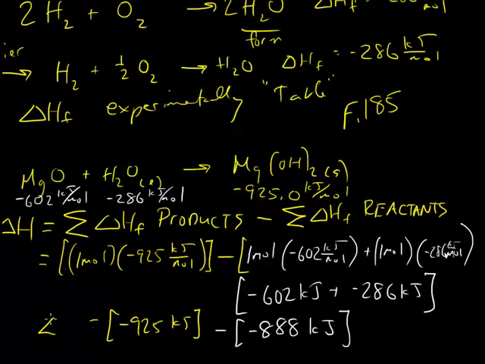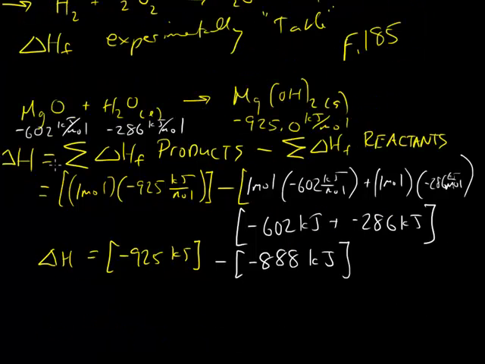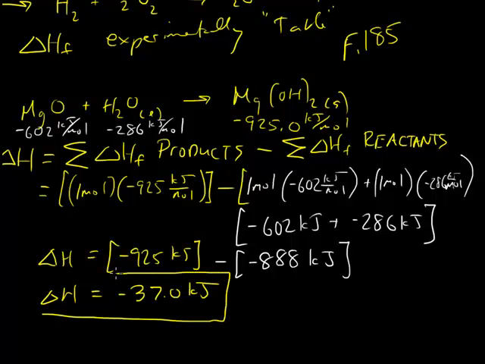Now to find the delta H, we take negative 925 minus negative 888, which gives us a delta H value of negative 37.0 kilojoules. That is known as the heat of reaction for magnesium oxide plus liquid water making magnesium hydroxide. And that is how to find the energy change for a chemical reaction given the heat of formation data.